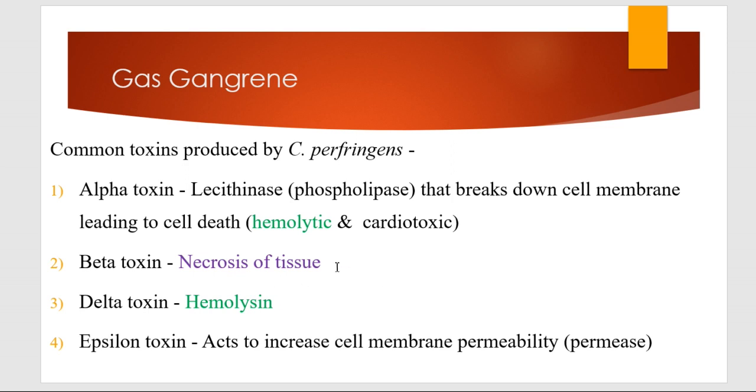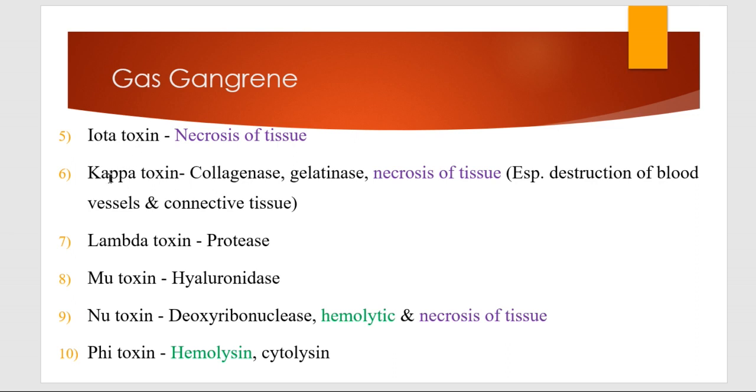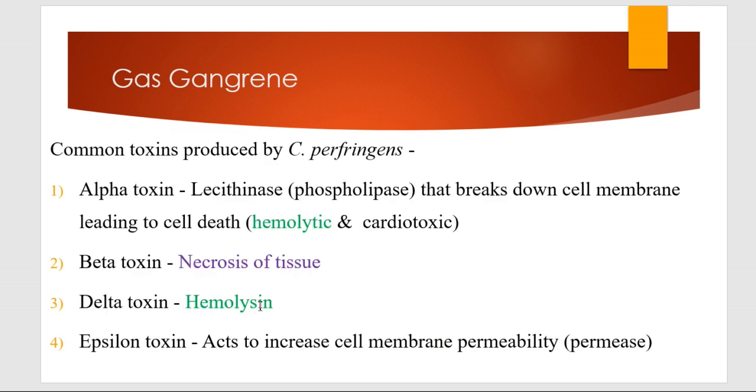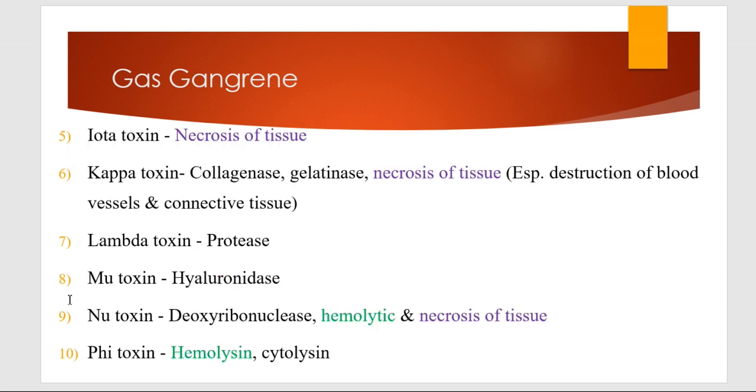First one was this beta toxin, then Iota toxin, kappa and nu toxin. And 4 are hemolytic: the alpha, delta, and nu and phi toxin. These are hemolysins. So just to enumerate these toxins, the important thing is you may have an objective question: which one of the following is not a toxin produced by Clostridium family in a gas gangrene patient, and like that, right?